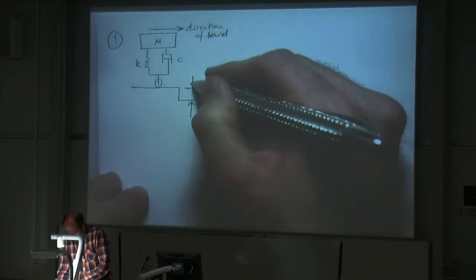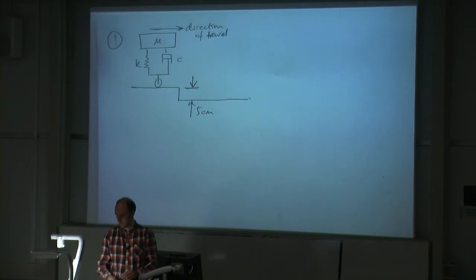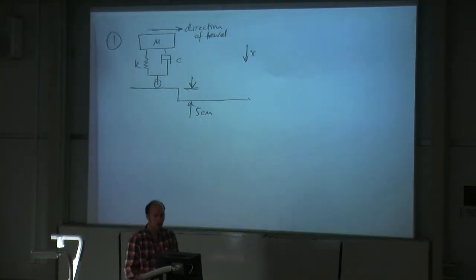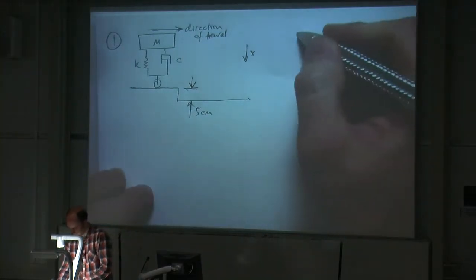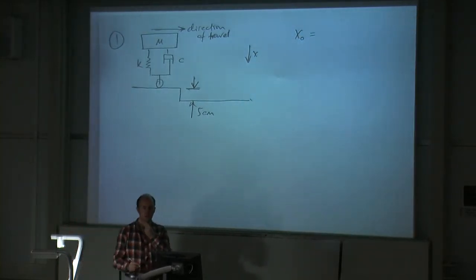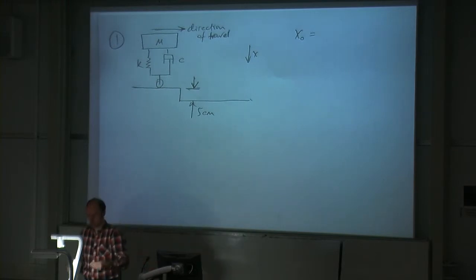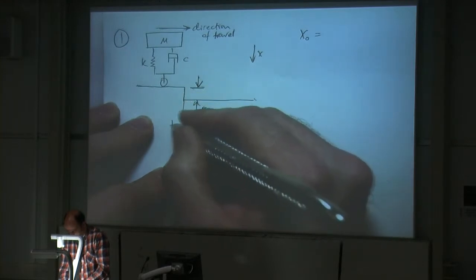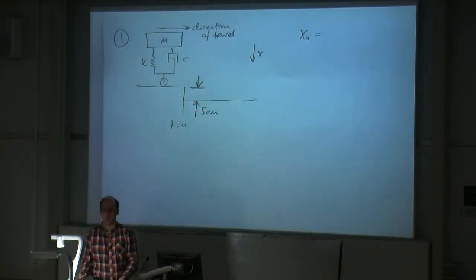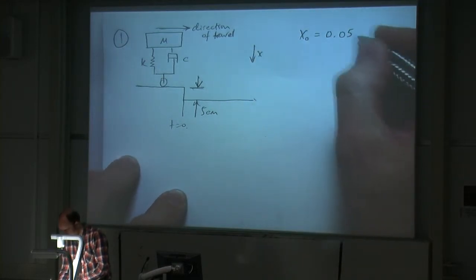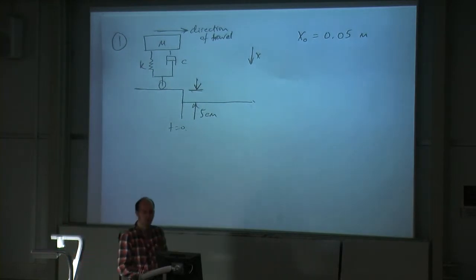So we know in the vertical direction, if I say that this direction is x, what is the initial displacement? The displacement is obviously going to be 5 centimetres. That's how much it moves. If we say that it crosses over this point at time equals 0, it moves down by 5 centimetres. So since x is downwards, we know that x0 is 0.05 metres.